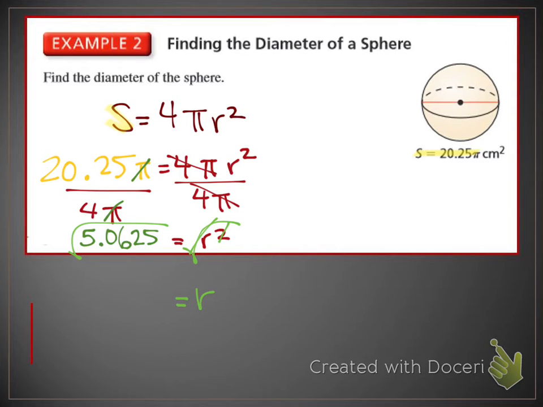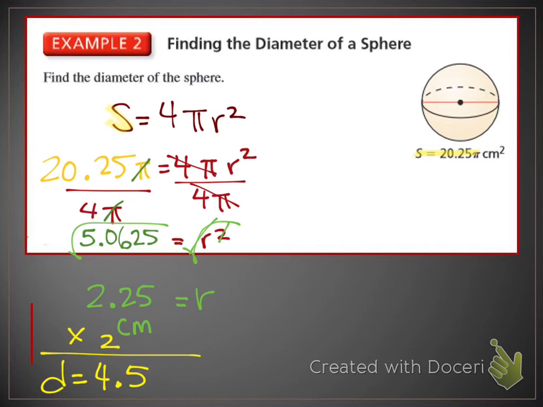So r equals 2.25, and it is centimeters. But before you circle it, is that what it asked for? It is not. So how do I find the diameter, which is what it asked for? Multiply times 2. So we get 4.5, and it is centimeters. Good. So that is how you find surface area.